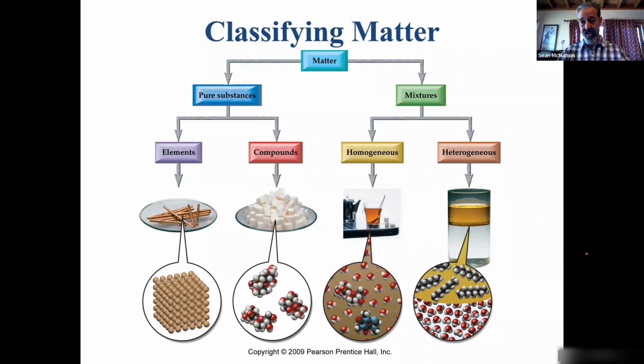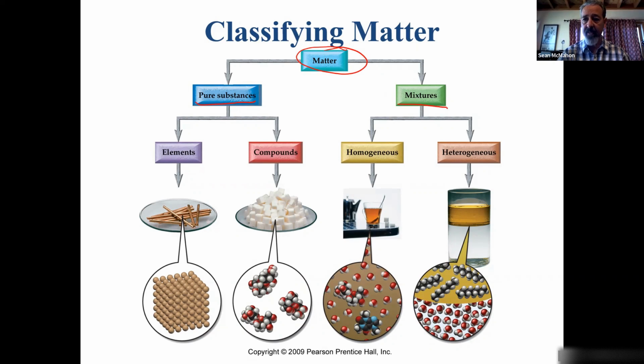I always like to start with this diagram right here, which is how we categorize matter. Everything that takes up space is matter. Now there are two major components: what are referred to as pure substances and mixtures. You already know these differences, and then I'll go into the further textbook definitions, but this is a great diagram.